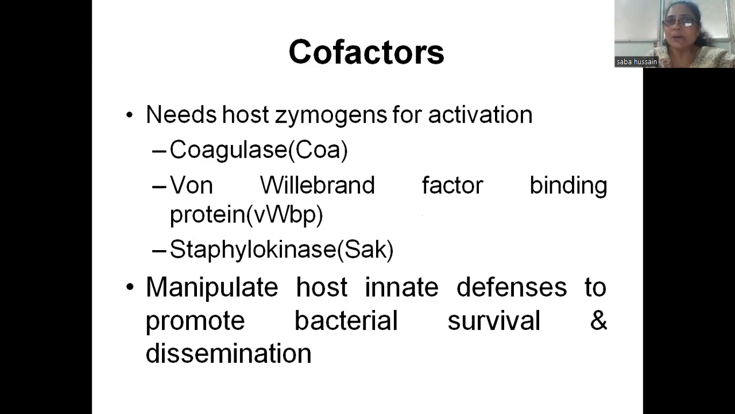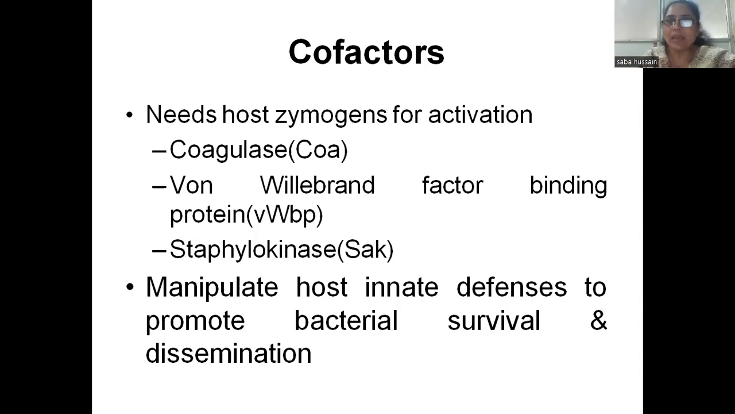Coagulase utilizes the zymogens of the host. So this needs host zymogens for activation. It will go inside the host and use the host machinery, that is zymogens of the host, to get activated. So what are those coagulases present in Staphylococcus aureus, which will be using host machinery to get activated?